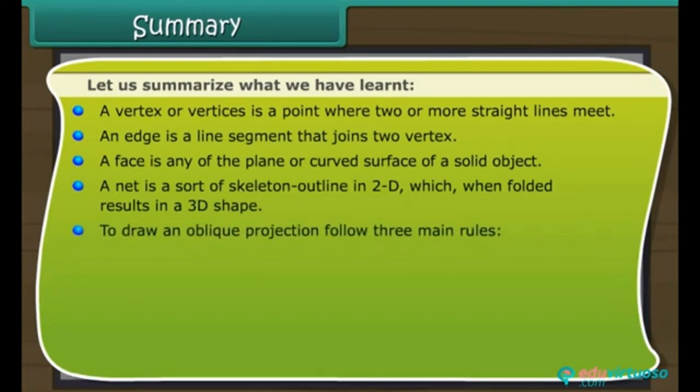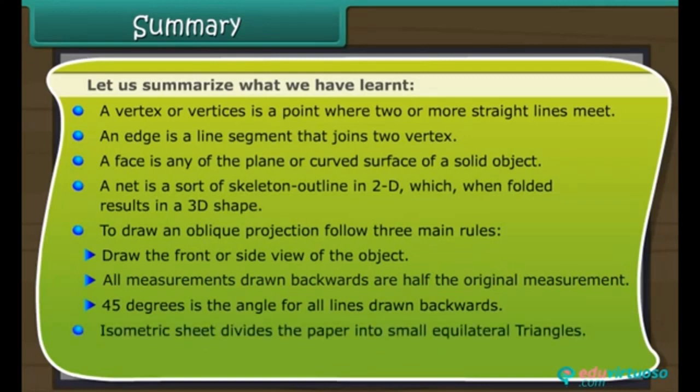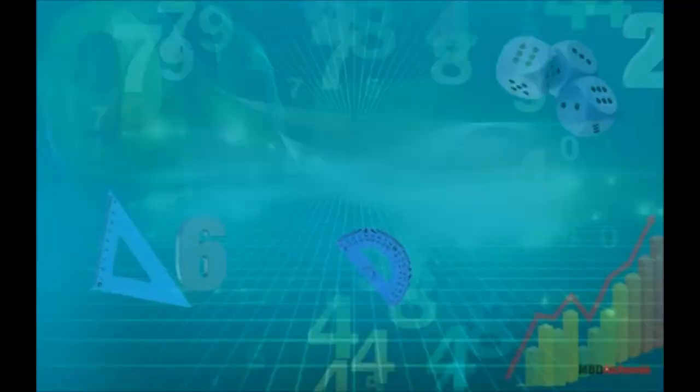To draw an oblique projection, follow three main rules. 1. Draw the front or side view of the object. 2. All measurements drawn backwards are half the original measurement. 3. 45 degrees is the angle for all lines drawn backwards. Isometric sheet divides the paper into small, equilateral triangles. Shadow play is a method to view three-dimensional objects in two dimensions.